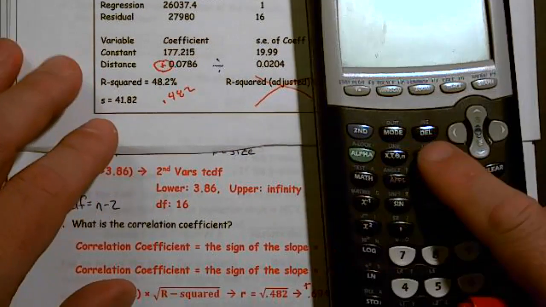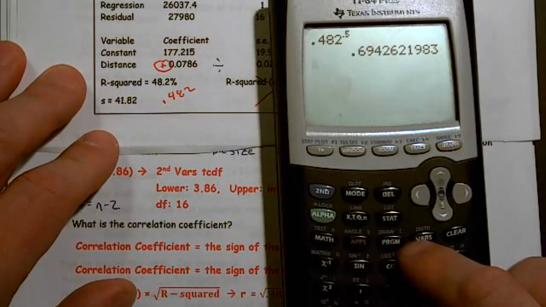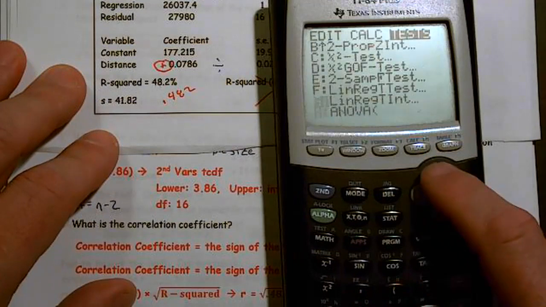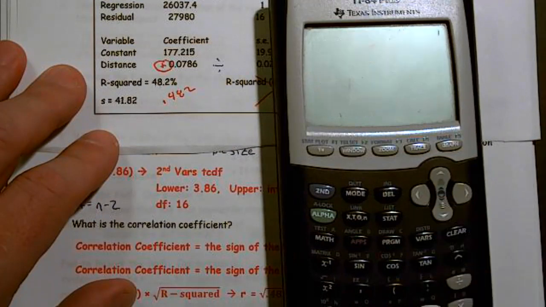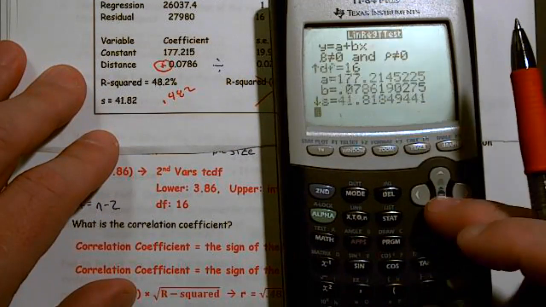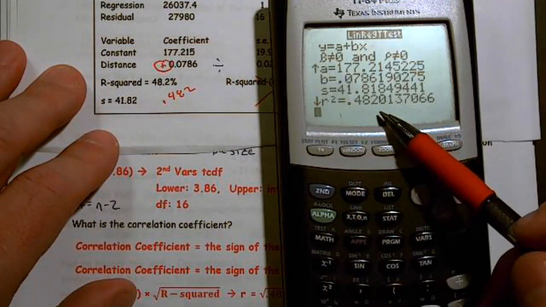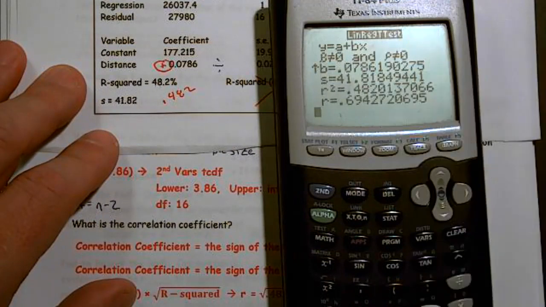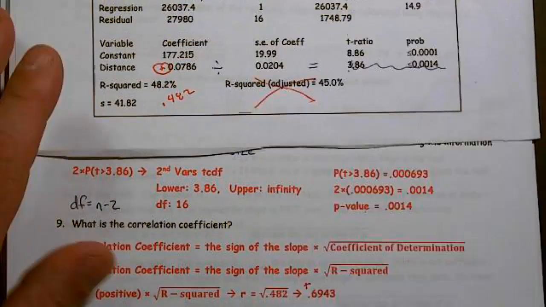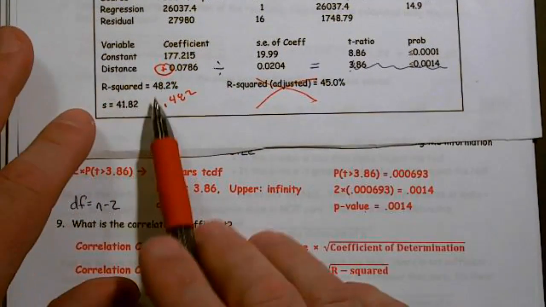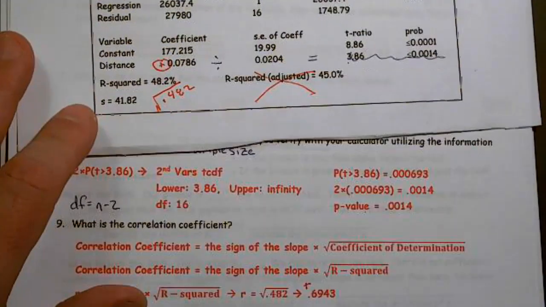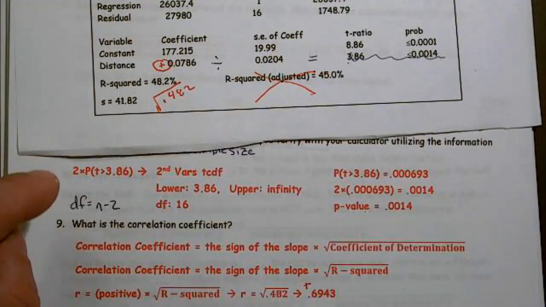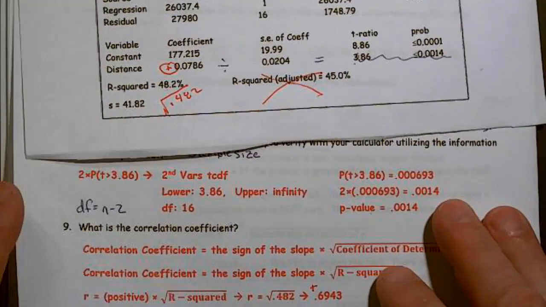Now, please remember, we entered all that data. We went stat, test, linear regression t-test. We went all the way through the thing. When we scroll down, it gave us both our coefficient of determination and our correlation coefficient. But that's only because we have the data. You need to be able to know to take the square root of 0.482 and then get the sign of the slope, which in this case was positive. So we have a positive correlation.